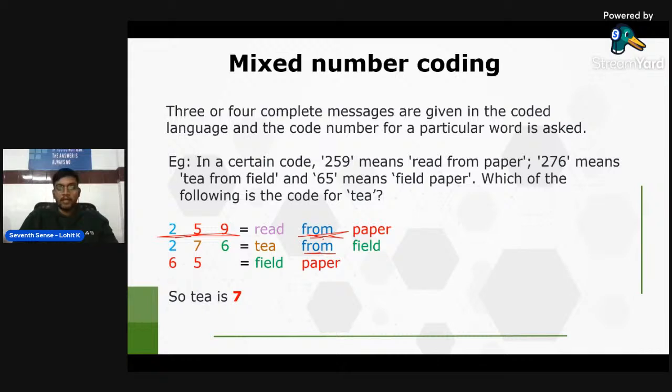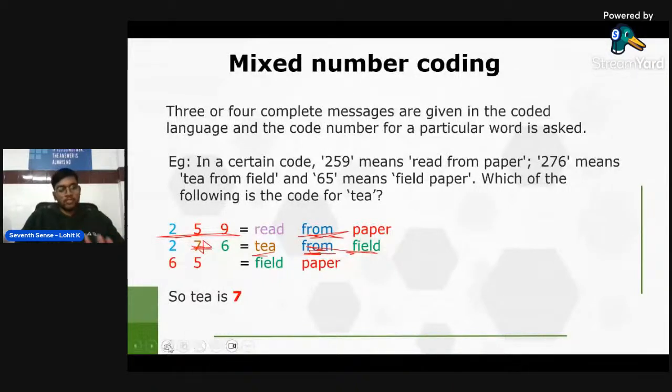Now we have to calculate for t. You're not having two t's, so what you have to do is calculate from the first line to the second line. What is the comparison for "field" and "field"? What is the answer for field? That will be 6 and 6. That means field is represented as 6, and from is represented as 2 here. So what is the answer for t? T will be the rest of the number, which is 7. So 7 will be the answer for t here. Like this you have to solve the mixed questions.